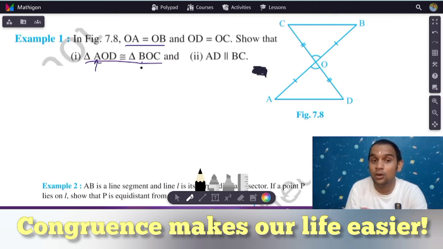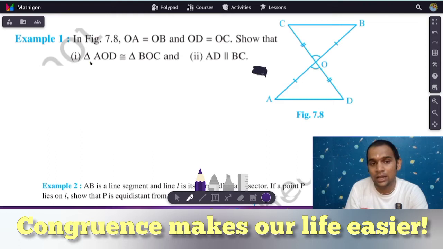Angle A will be corresponding to angle B of the other triangle. Angle O will be corresponding to angle O. Angle D will be corresponding to angle C. That is what it represents. Okay, so now that this representation is clear, let us try to understand.